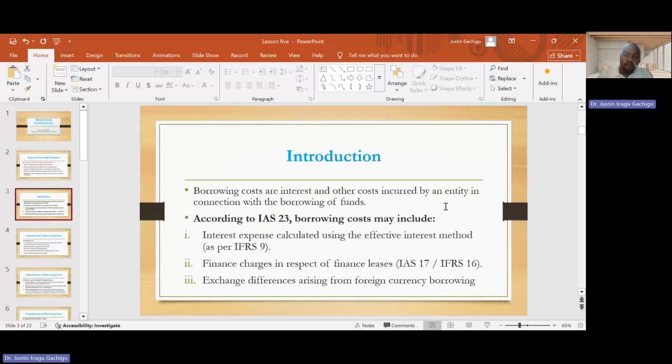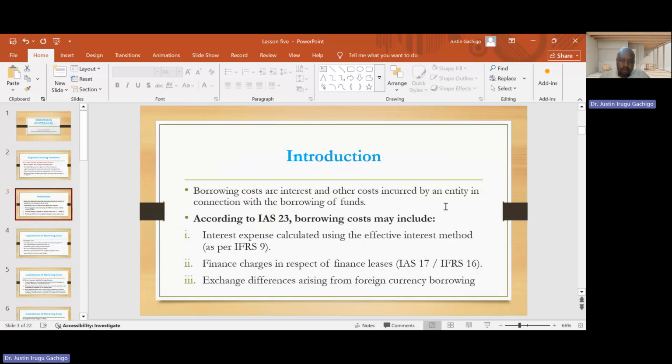Now, what are these borrowing costs? The borrowing costs are interest and other costs incurred by an entity in connection with the borrowing of funds. So when you go to any financial institution to borrow some funds, there are some expenses or costs that are associated with the borrowing. For example, you may find that there are costs related to legal fees, charge fees, etc. So these are what we are referring to as the borrowing cost.